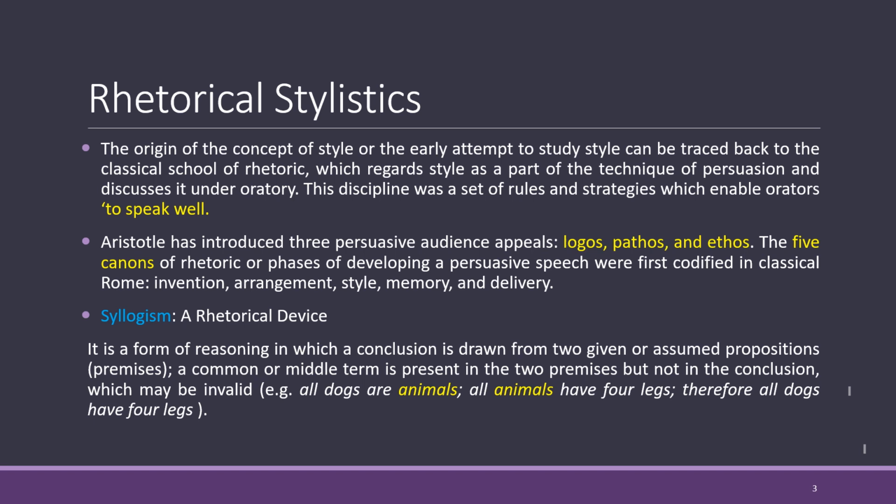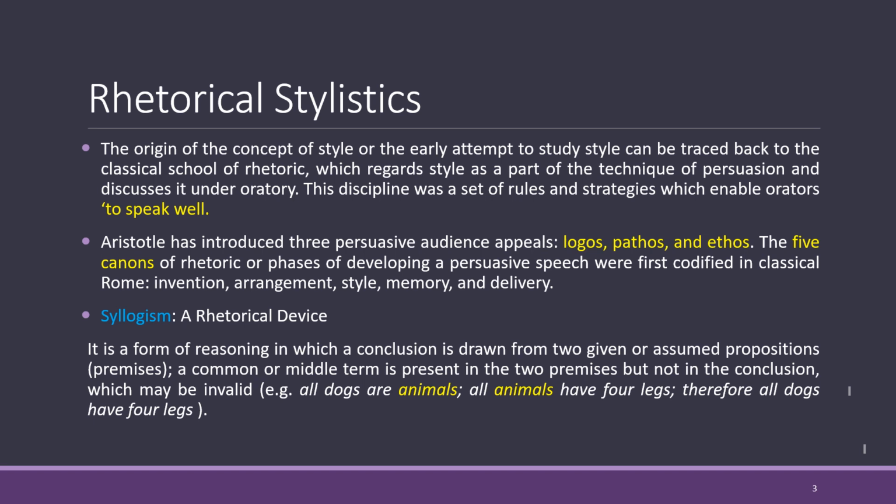Aristotle, the great exponent of rhetorical stylistics, introduced three persuasive audience appeals, which are logos, pathos, and ethos. These three modes are used to appeal to an audience's reason, emotions, and ethics, respectively. What is logos? Logos refers to the appeal to logic and reason. It involves presenting rational arguments, evidence, and logical reasoning to support a claim or position.